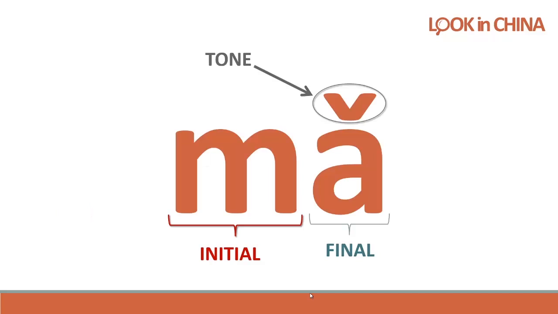We're going to learn the third main component of Pinyin, which is the tone. There are a total of 5 tones, and they are represented by different symbols that appear above the vowels. And this word is ma, which means horse. And the tone symbol looks like a little letter V, which is located right above the vowel sound.